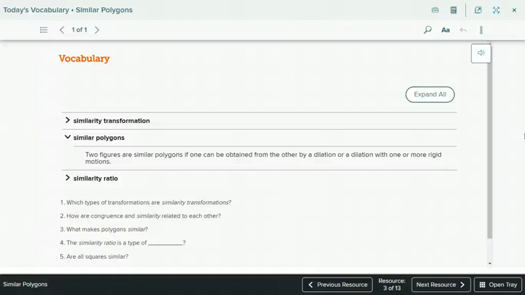Two figures are similar polygons if one can be obtained from the other by a dilation or a dilation with one or more rigid motions. Okay, I'm going to read that again.